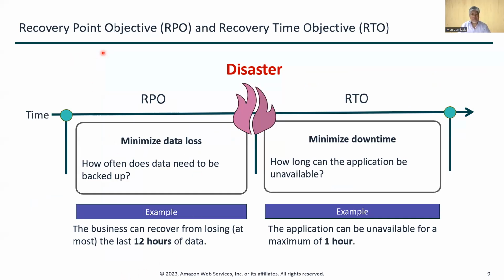This is recovery point objective, and then recovery time objective. What you want to do is to minimize the data loss. That's when you use the recovery point objective: how often you need to back up your data. And then when it has happened, how long can it take to return back to normal?